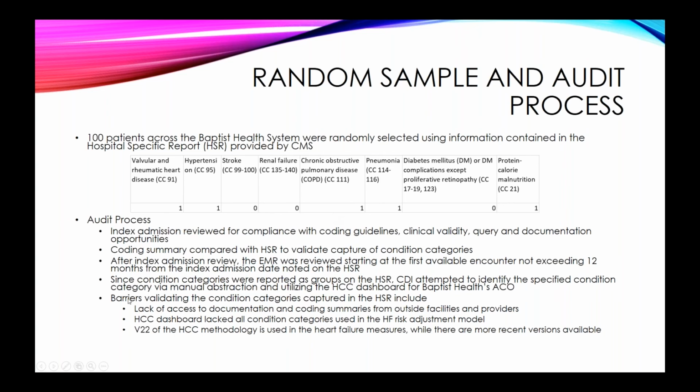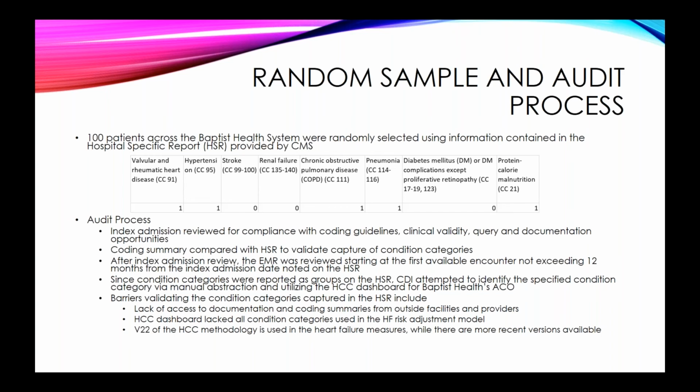So what we did on this audit is that on the index admission, we reviewed for compliance within the coding guidelines, clinical validity, and query and documentation opportunities. The coding summaries were compared with the HSR to validate the capture of the condition categories. After we reviewed the index admissions, we went back into the EMR and reviewed any encounter that was within 12 months, but not exceeding 12 months from the index admission that was noted on the HSR. And we looked for opportunities to either pick up, to improve documentation, et cetera.